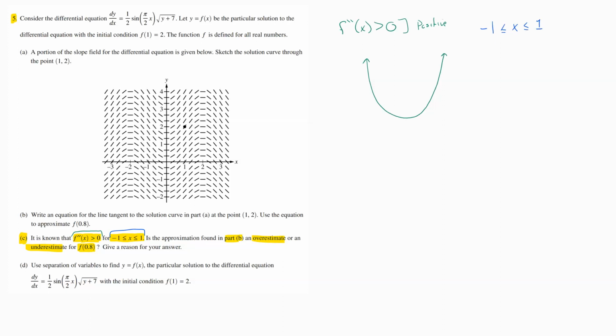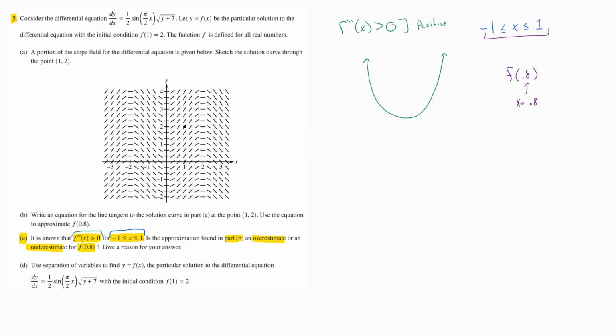Then they ask us what's going on with f of 0.8 based upon our approximation found in part B. The reality to answering this question is that you don't even need to know what that equation was in part B. What we want to identify here is that our x value is 0.8. 0.8 lives in between -1 and 1. So that tells us that what we're looking at is a value that lives in this concave up shape that we've talked about here.